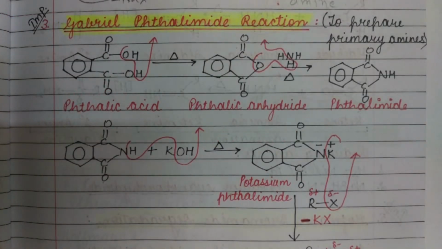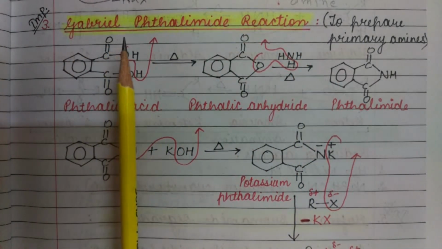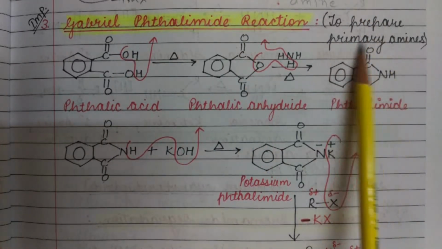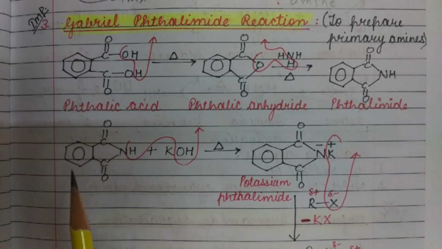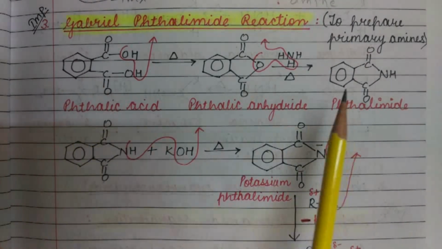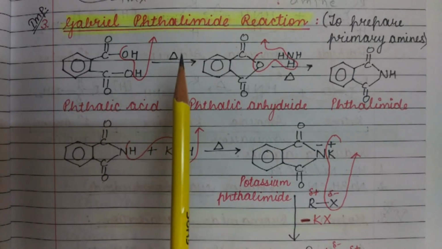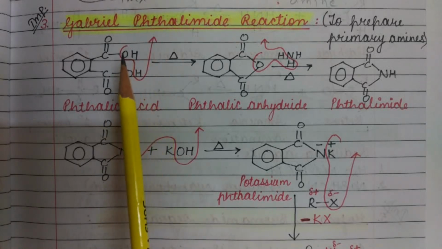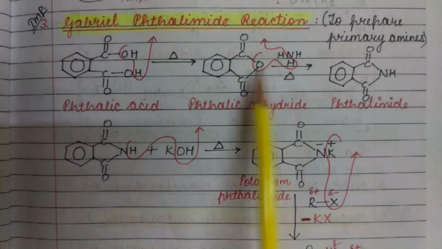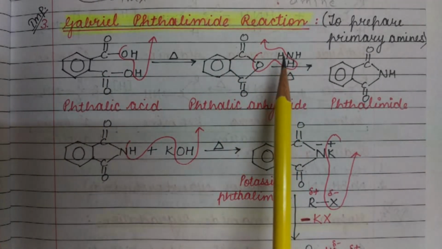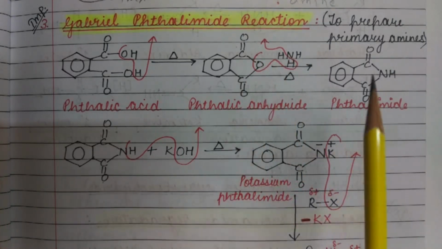The next reaction is Gabriel phthalimide synthesis, and this is a very important reaction for the preparation of primary amines, right? In this reaction, we use phthalimide. Firstly, let's see how phthalimide is prepared. Phthalic acid is taken and it is heated. From here, it loses water, OH and H, right? And this oxygen combines with the carbon in this way. Now we add ammonia, NH3. From here again, water is lost when it is heated and we get phthalimide.